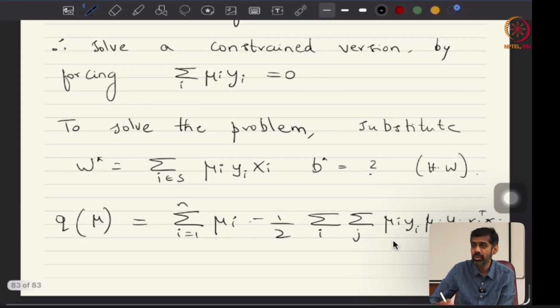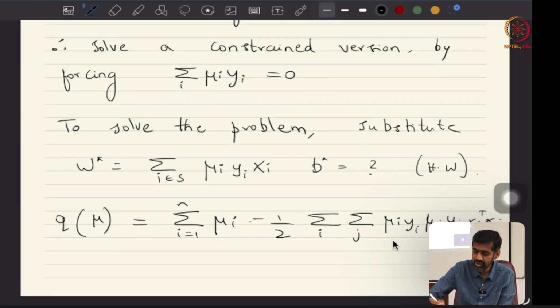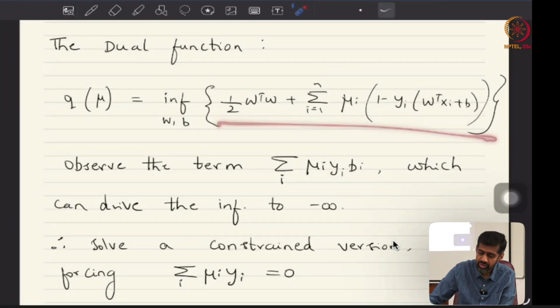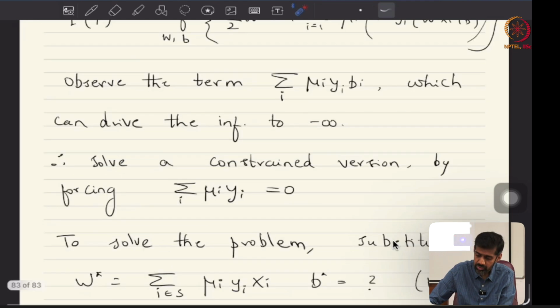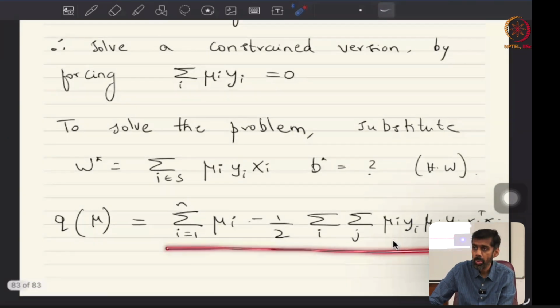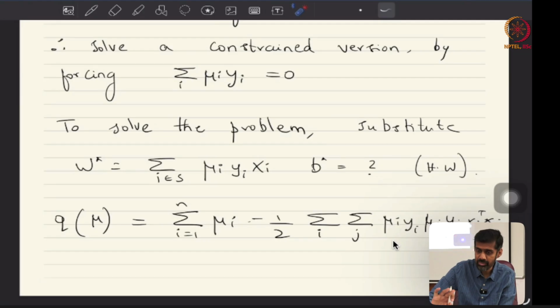So once again I want you to complete this algebra. What should be done? Find what w star, the optimal w star is, and we already have that. Find what b star is, plug them both into this particular equation, expand the terms and drive the product mu i yi to be 0. If you do that, the algebra works out to be like this. Please complete it, it's simple algebra, just do it.